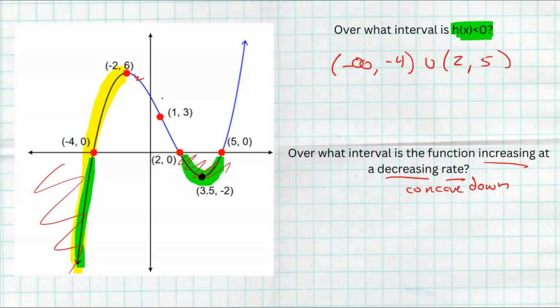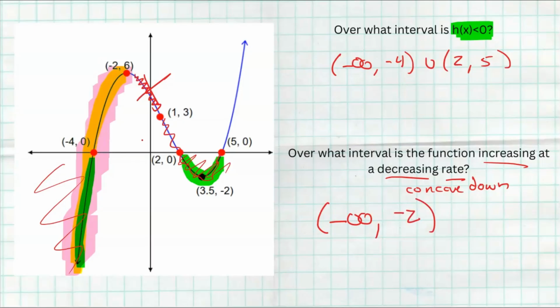Right here, we are concave down, but we're decreasing. So we don't want to give that. And then here, we are all concave up. So we have an increasing rate, but we don't want that, right? So what we see here, shaded in yellow, or I feel like I should shade that in different colors so that you see it better, right here, all of this, we are increasing and we are concave down, meaning our rate of change is becoming less and less positive. It's going down. So negative infinity to negative 2. That's the interval where we are increasing and concave down.